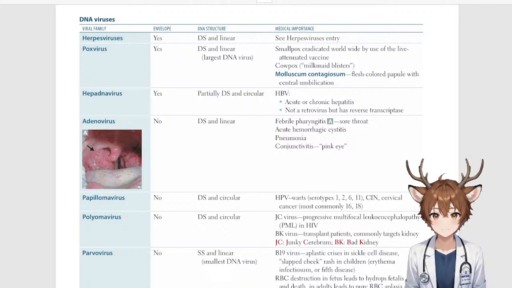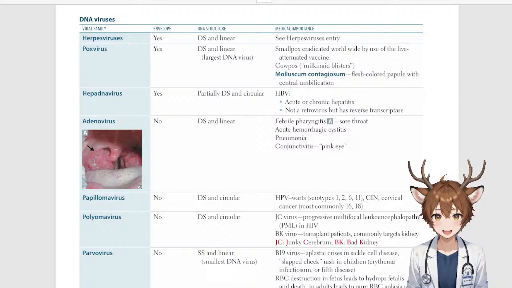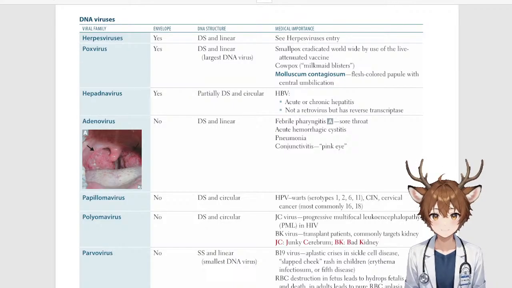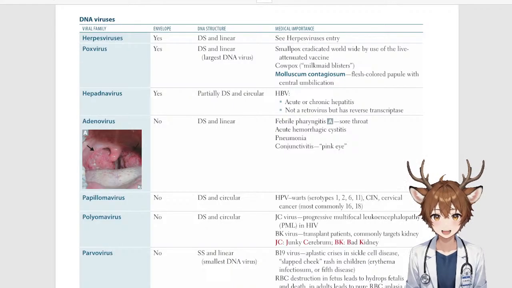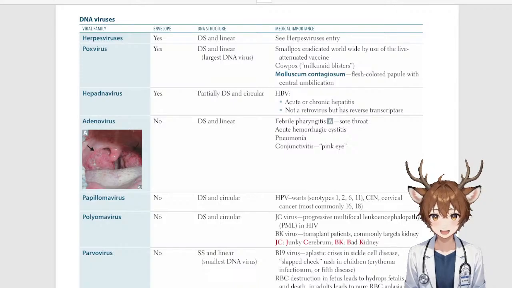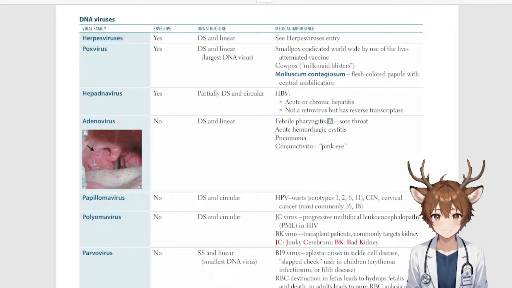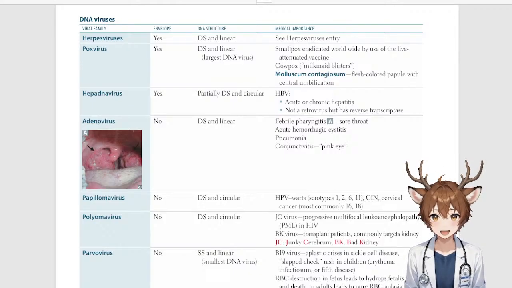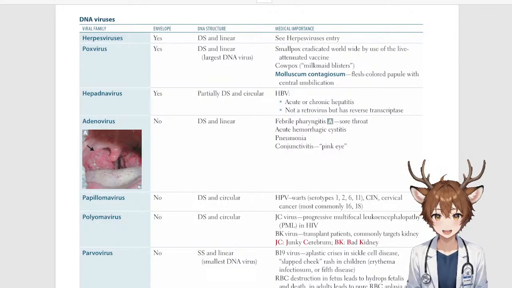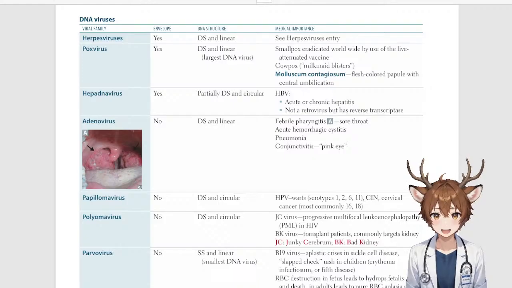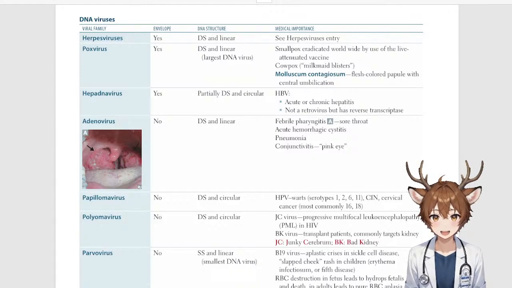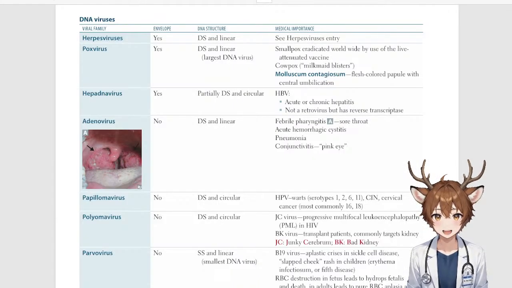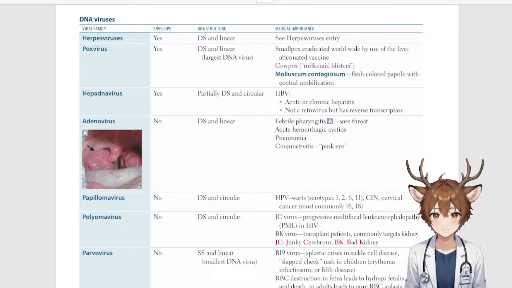Okay, fair enough. Pox virus is enveloped, double-stranded and linear. It's the largest DNA virus. Smallpox was eradicated worldwide by the use of a live attenuated vaccine. Cowpox, milkmaid blisters. Molluscum contagiosum, which is another kind of pox, presents as a flesh-colored papule with central umbilication. Keratinocytes contain molluscum bodies, which you can see in a picture. I don't have a picture here, but you get the point.